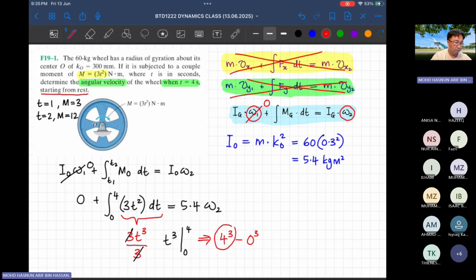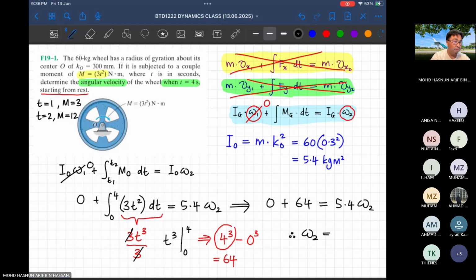Let's calculate. Where's my calculator? Okay, 4 to the power of 3 will give you 64. So coming back to the principle of impulse and momentum here, you will have 0 plus 64 is equal to 5.4 omega 2. Therefore, we will get the value of omega 2, which is equal to 64 divided by 5.4, and you will get 11.85.